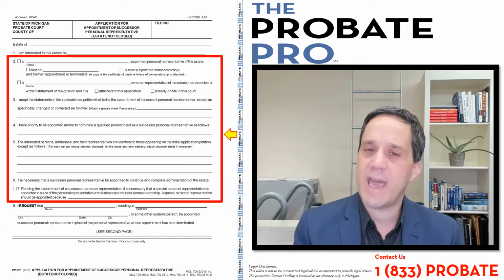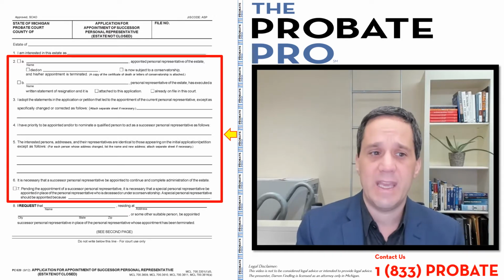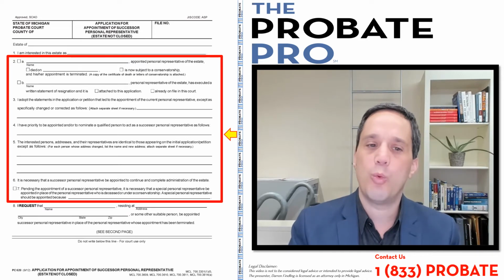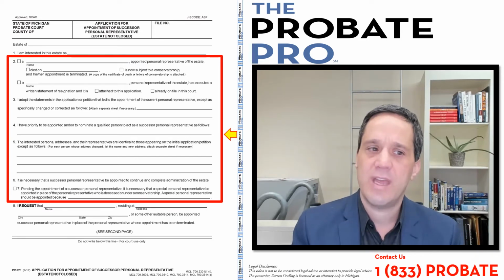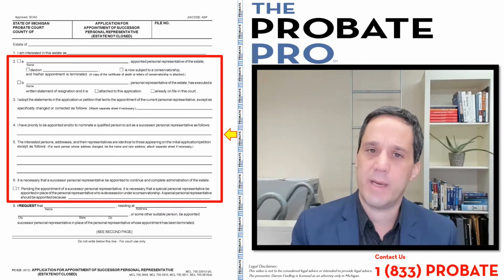From there, again, pretty intuitive. Section 2 has a little checkbox for A. It identifies who you're asking to have removed, who was appointed personal representative. And then there's a checkbox if they've died or if they're now subject to a conservatorship. And because of that conservatorship, the appointment is terminated. So of course, death or conservatorship here.